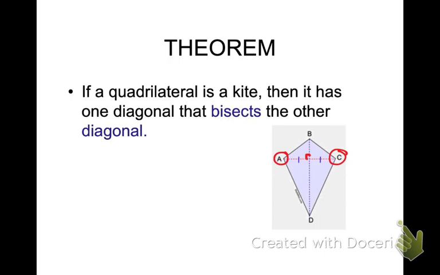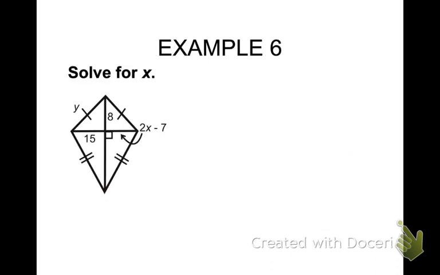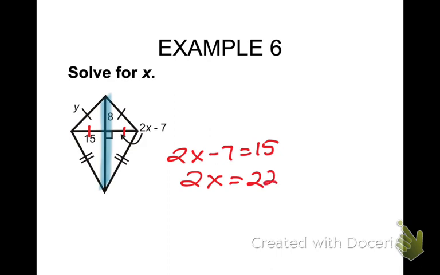So that would mean this length would be the same as this length. You can clearly see this length is not the same as that length down there. One is definitely longer than the other. All right, so let's use that theorem. Solve for x here. So I have the diagonal connecting the non-congruent angles will bisect the diagonal connecting the congruent angles. So 2x minus 7 should equal 15. 7 plus 15 is 22, so x will be 11.